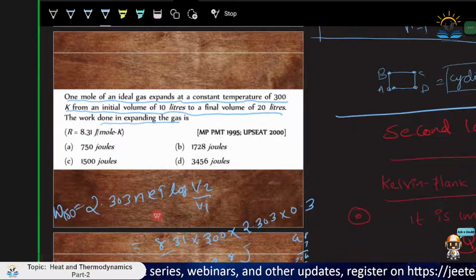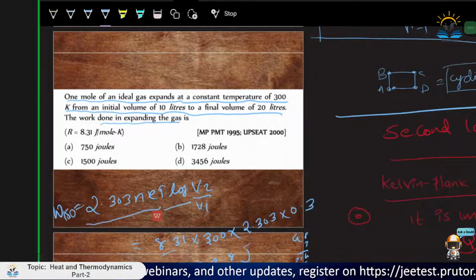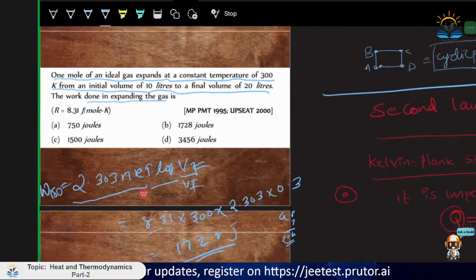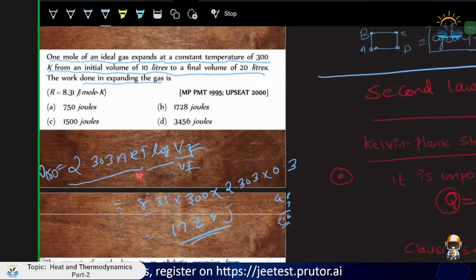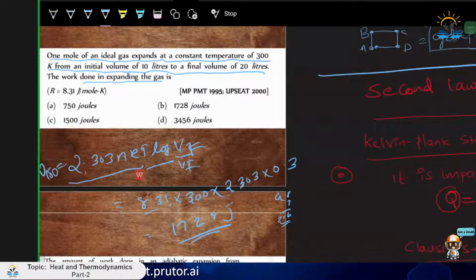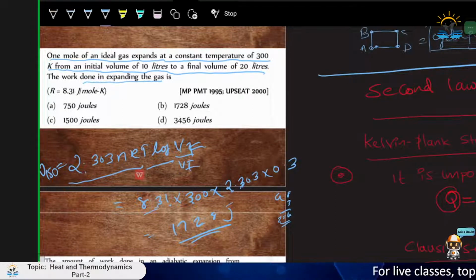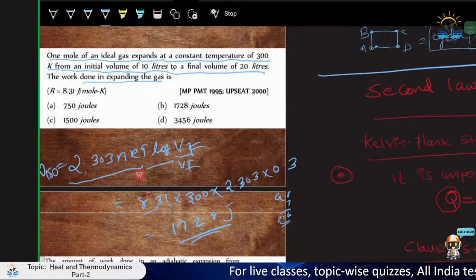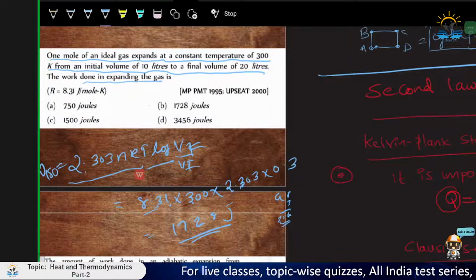Work isothermal is equal to 2.303 nRT log V final by V initial. What is the V final? 20. What is the V initial? 10. So R is 8.31, and n is 1. So 2.303 into 1 into 8.31, which is the R, which is given, into temperature 300 Kelvin into log V2 by V1. What is log V2 by V1? Log 20 by 10, log 2. Log 2 is equal to 0.3. So net we'll get 1728 joule.